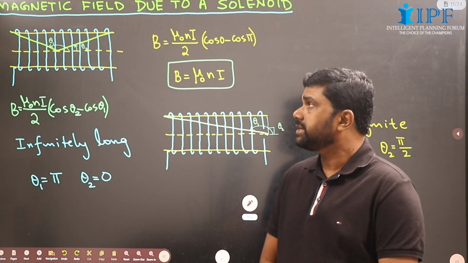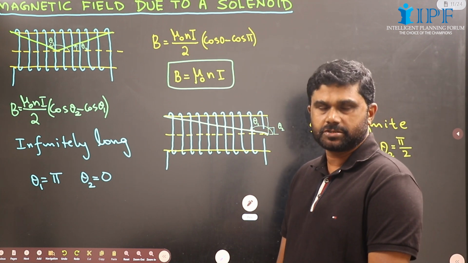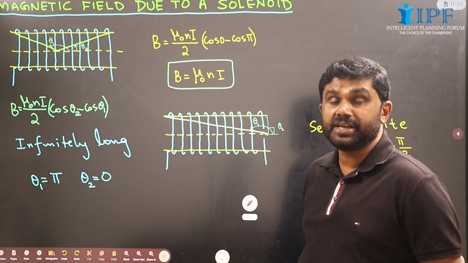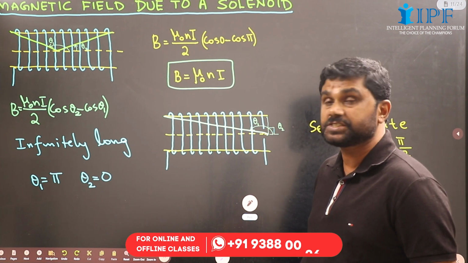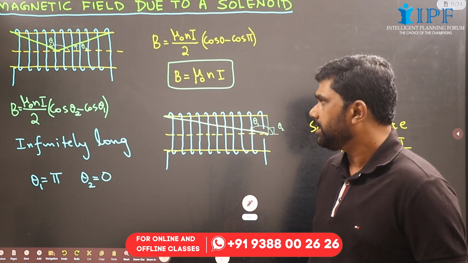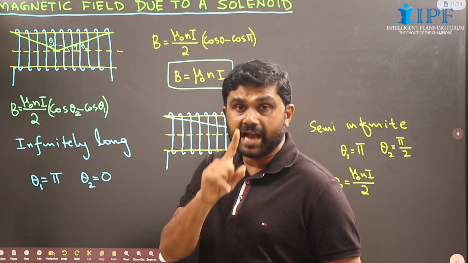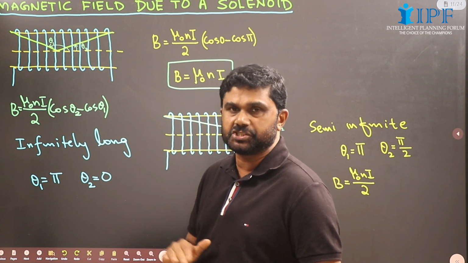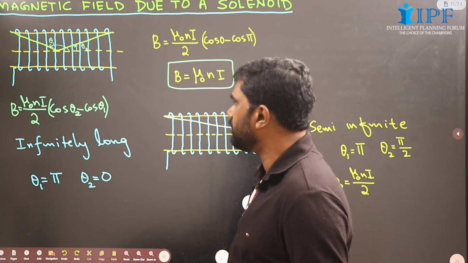Now let us find the magnetic field due to a solenoid. Here the point of observation is somewhere near the center. There are small n turns per unit length and it carries a current capital I. Then this is the expression for the magnetic field intensity on the axis, and outside that solenoid the magnetic field intensity is negligible. So mu 0 n I divided by 2 into cos theta 2 minus cos theta 1.